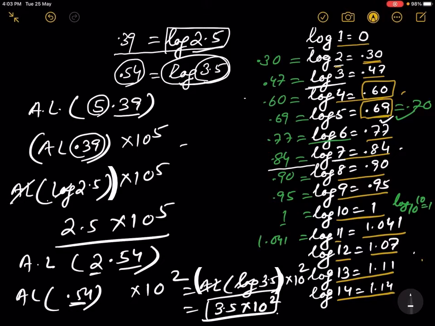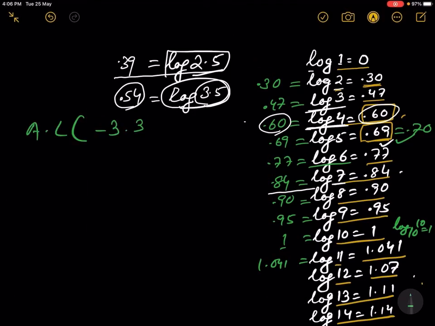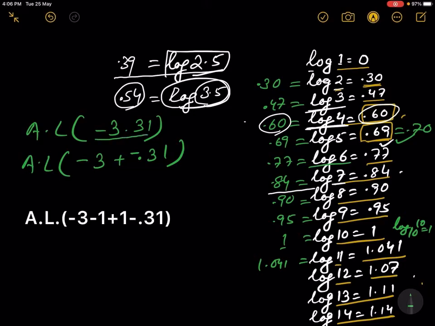These are anti-logs of positive numbers. Now we are going to calculate anti-log of some negative numbers. Anti-log of minus 3.31. This can be written as minus 3 plus minus 0.31, because this is minus 3.31. Then anti-log, minus 3 minus 1 plus 1, adding minus 1 and adding plus 1 means adding 0, so there is no change in the value.